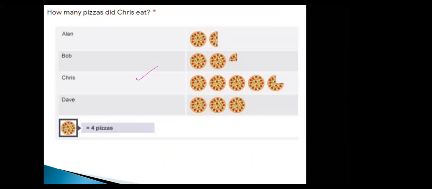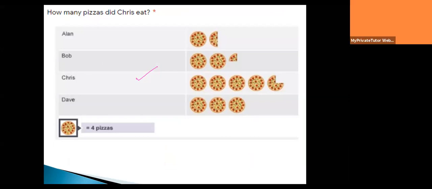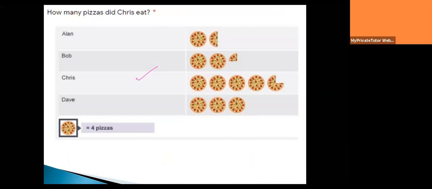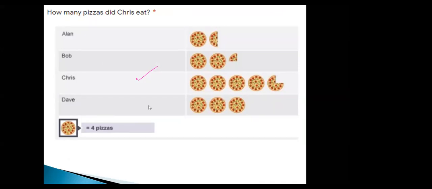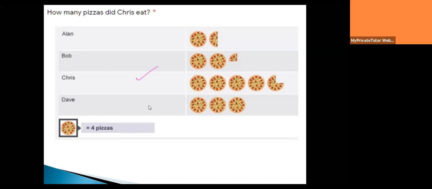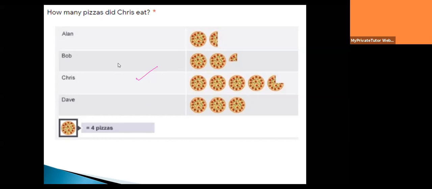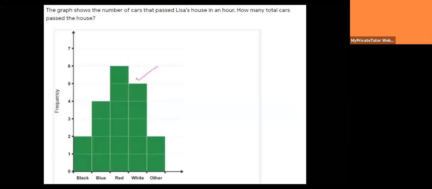Alan has 6 pizzas. One circle for Chris is equal to 4 pizzas. The question is how many pizzas did Chris eat? Chris ate 4 fours are 16, plus 3, 19. Yeah, he ate 19. So what is the name of this representation? If you remember, the pictogram. Yeah, pictogram. Okay, I think you will answer this one, no problem.